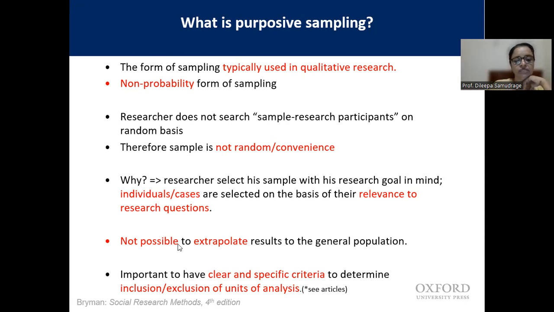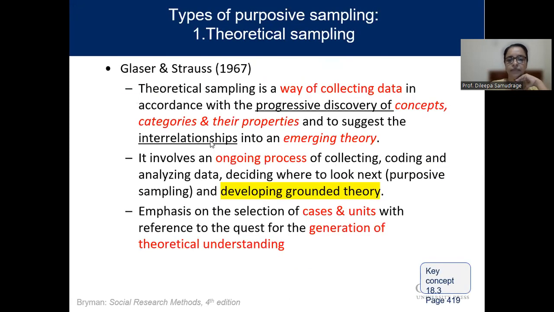It is not possible to extrapolate results to the general population, so generalizing is a problem. It is important to have clear and specific criteria to determine inclusion and exclusion of units of analysis. Those are the important points about purposive sampling. There are different types of purposive sampling methods.